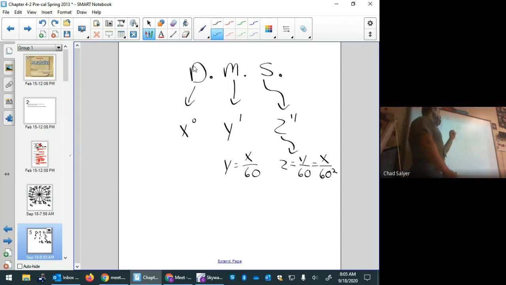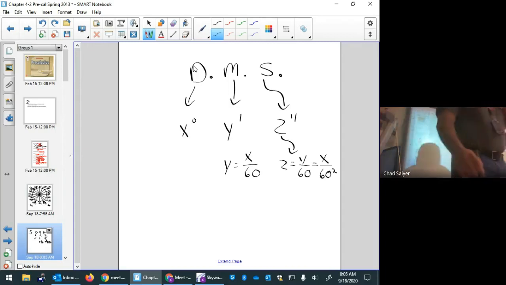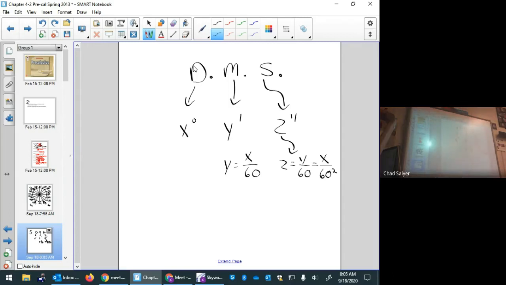So I've got some number of degrees, some number of minutes where the minutes are 1/60th of a degree, and then some number of seconds where the seconds are 1/60th of a minute. And it's still used in astronomy.